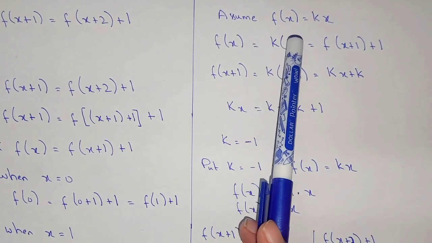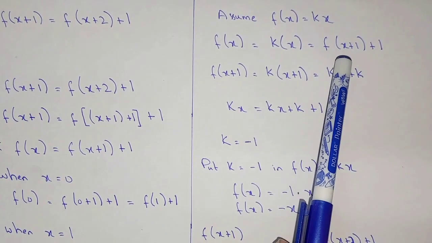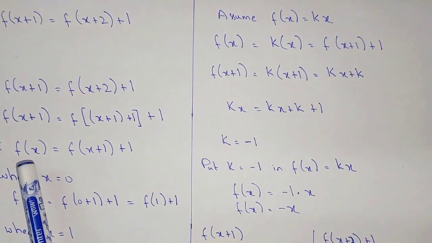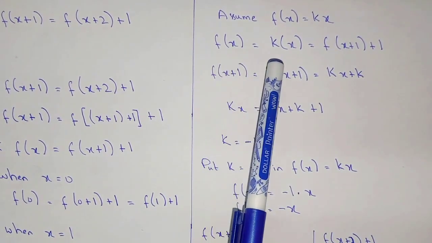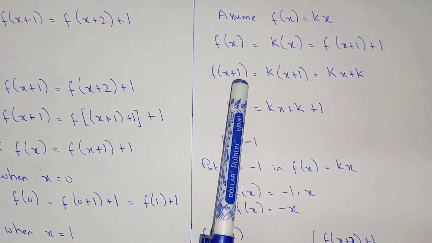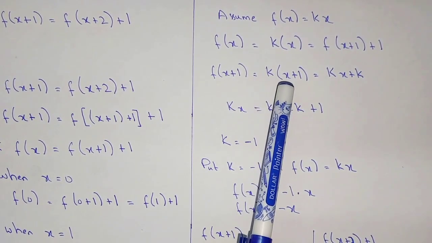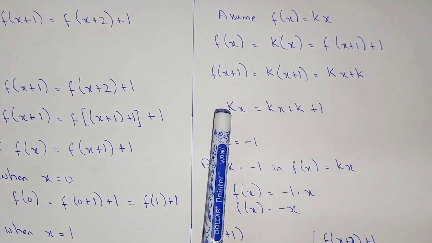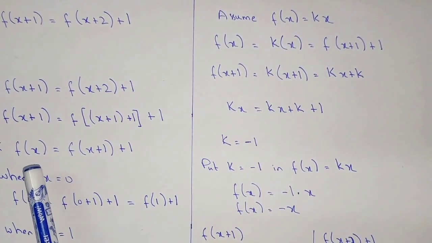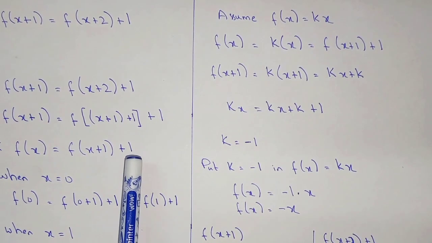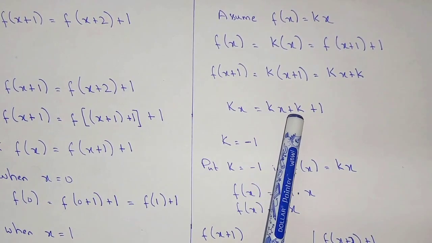Now we assume f(x) = kx. So f(x) = kx = f(x+1) + 1, because here we know that f(x) = f(x+1) + 1. Now if f(x) = kx, then we can say that f(x+1) = k(x+1). So k into (x+1) is going to be kx + k. Now kx is equal to f(x). So here we know that f(x) = f(x+1) + 1. So we can say that kx = kx + k + 1.